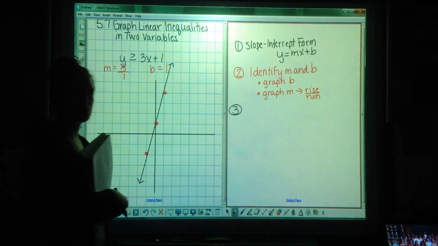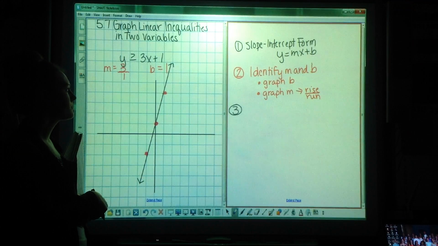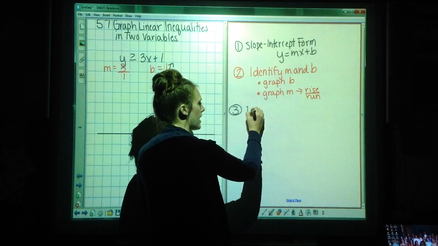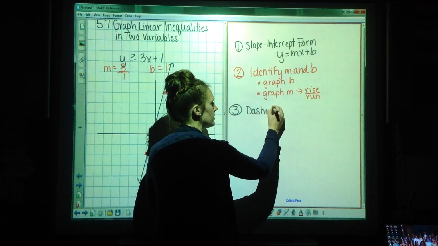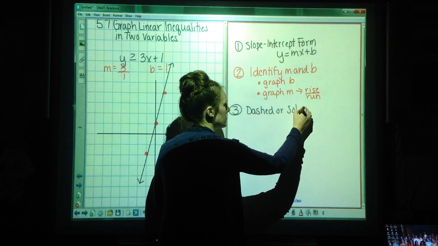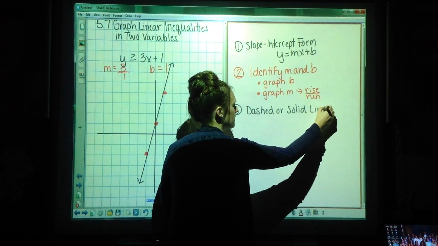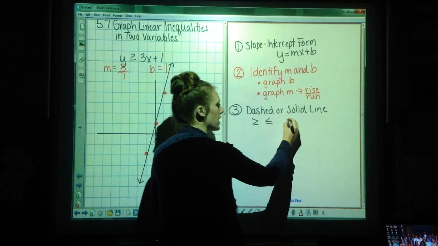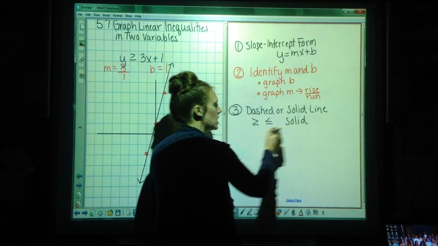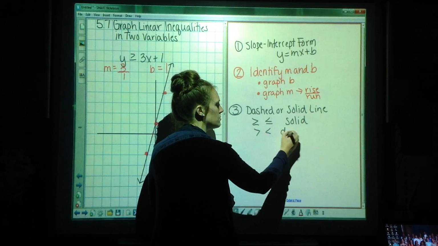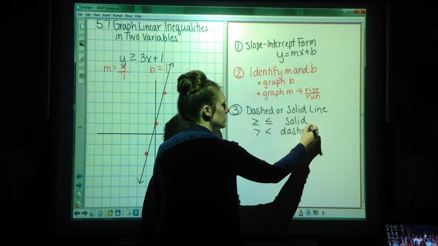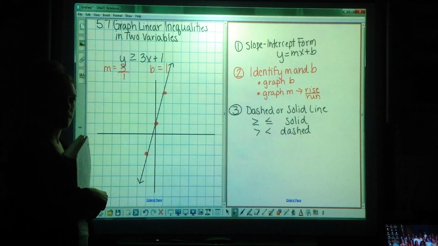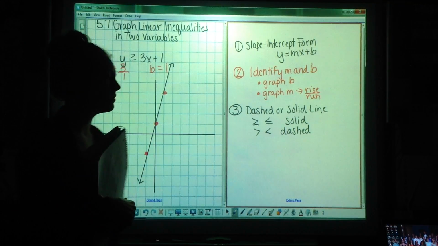This is what's different between an equation and an inequality. When you graph your line, you're either going to have a dashed or a solid line. If you have a greater than or equal to or a less than or equal to, you're going to have a solid line. If it's just greater than or less than, it's going to be dashed. I have an equal to, so my line is going to be solid. So that's a step that you're going to have to try to do your best to remember.